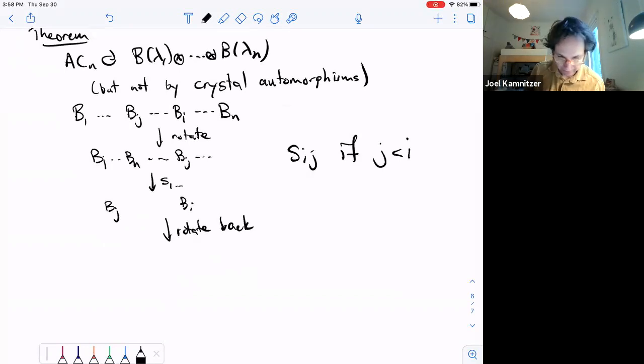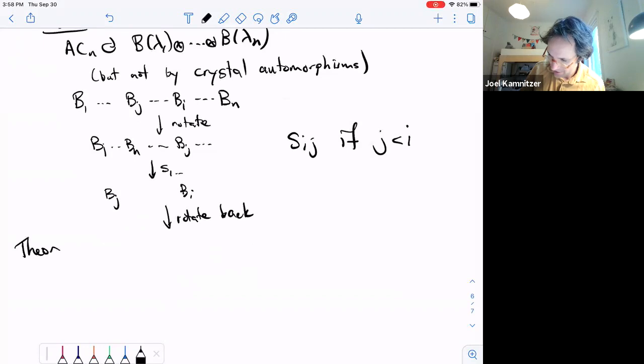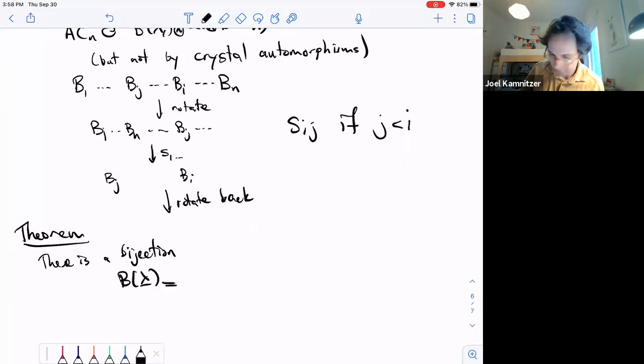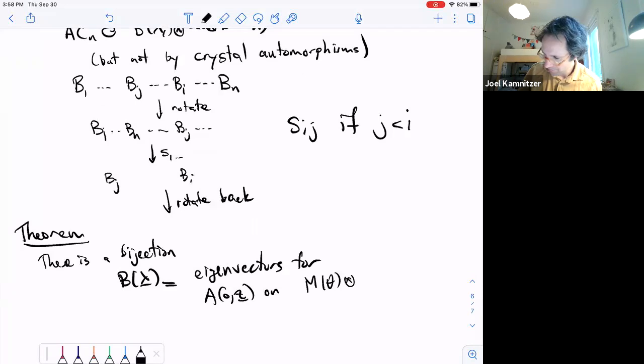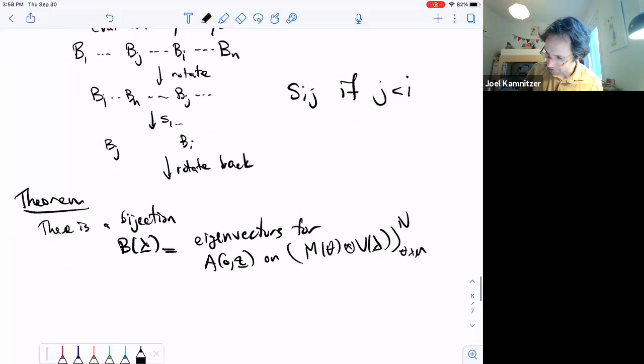And then the theorem, a generalization or extension of the previous monodromy result, would say that there's a projection between this tensor product of crystals and the eigenvectors for A0Z on this space, compatible with the affine Cactus group actions.